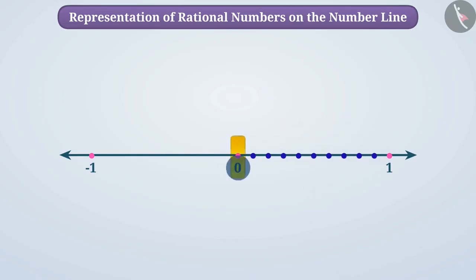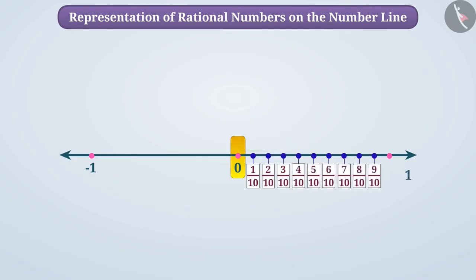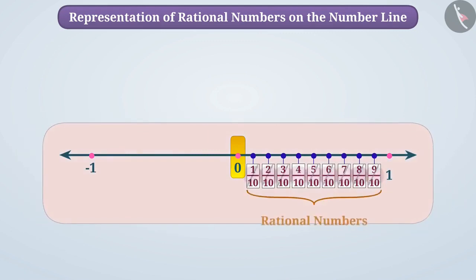If we start with 0, number 1 by 10 can be shown on the number line by taking one part from it. In the same way, two parts can be shown by 2 by 10, 3 by 10, etc. Similarly, by taking 10 parts out of 10, you can show a complete, that is 1. Just now, we have represented rational numbers on the number line. Let's understand in detail the representation of rational numbers on the number line.